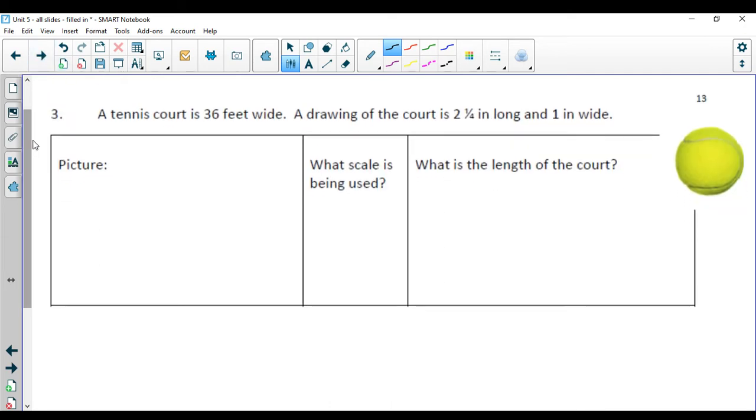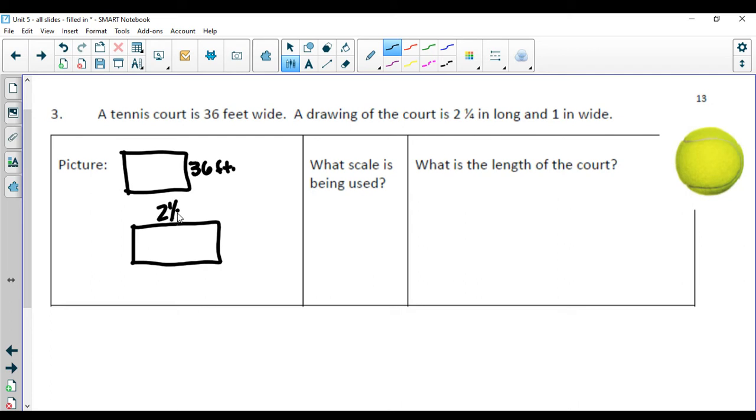For number 3, we're going to be talking about a tennis court. It's 36 feet wide. So if I look at this, length typically goes across. Width is typically going to go down the side. A drawing of the court is 2.25 inches long and 1 inch wide. So what scale is being used? We want to compare the sides that are corresponding in the same spot. So we would say that on the drawing, we have 1 inch is representative of 36 feet in real life.